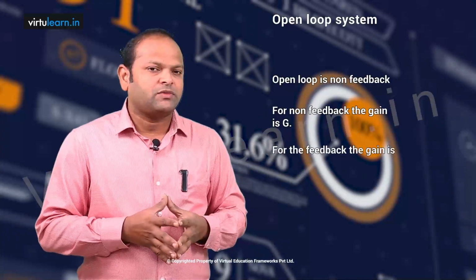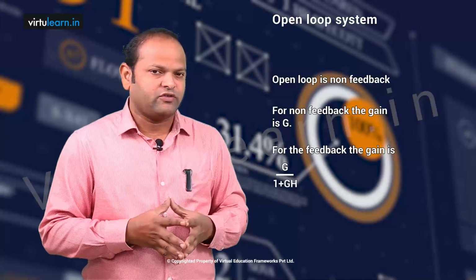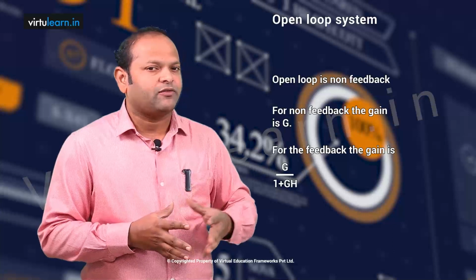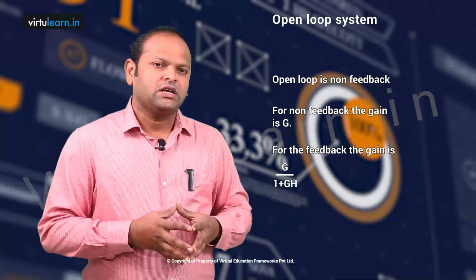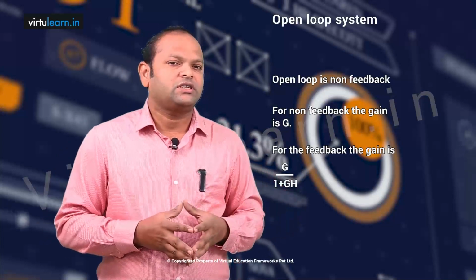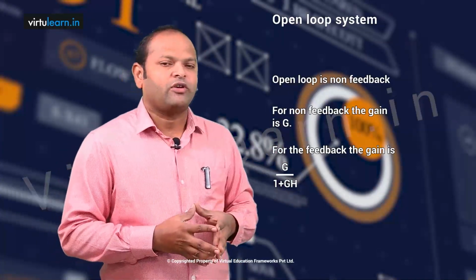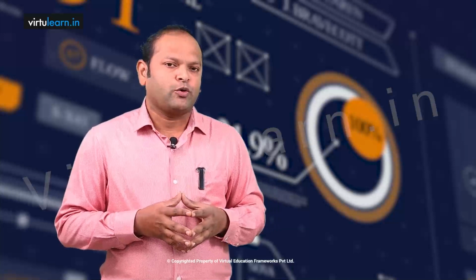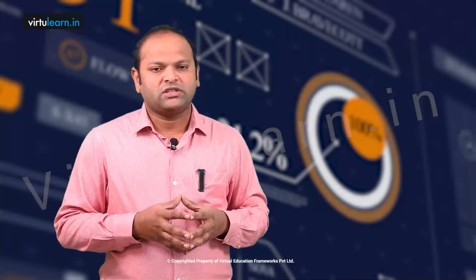For a feedback system, the gain is G by 1 plus GH, which means the gain is reduced by the factor 1 plus GH. So whenever you close the loop, the gain reduces. That is the result for feedback versus non-feedback systems. Then we take the second one: the effect of feedback on the location of poles or the time constant of the system.